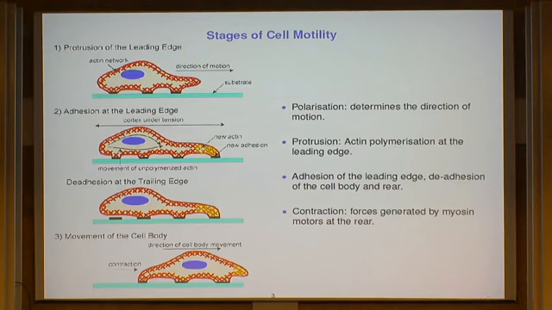Then, as we heard in a nice talk last week, you have protrusion. Actin polymerizes at the leading edge of the cell, and this generates protrusive forces. This protrusion at the front of the cell forms adhesions with the substrate, and then the rear de-adheres from the substrate, and contractile forces are generated by proteins such as myosin motors, which pull the rear behind the protruding front. So that's a schematic for how eukaryotic cells, which are cells in animals, move.